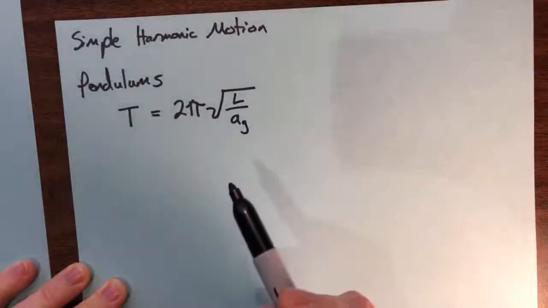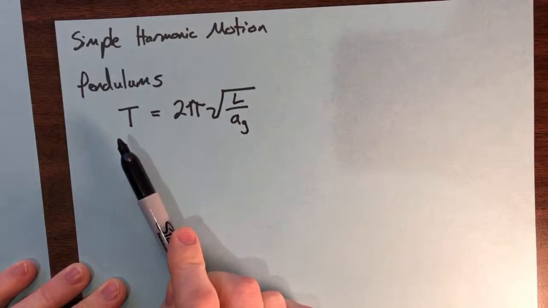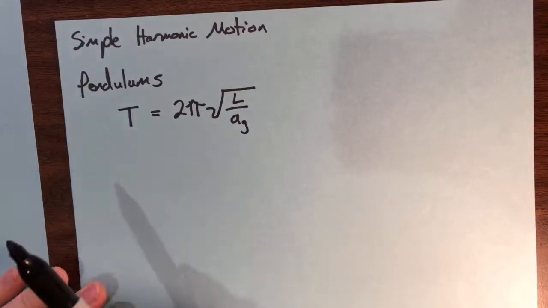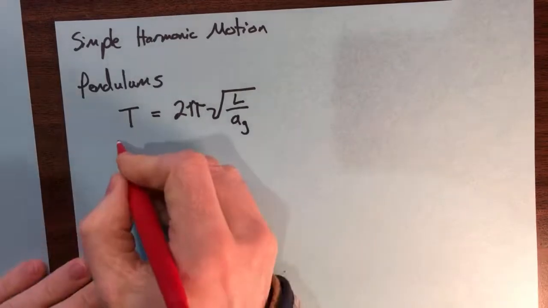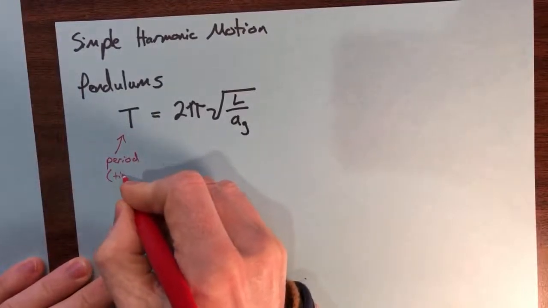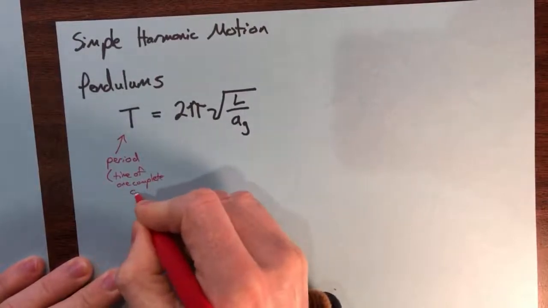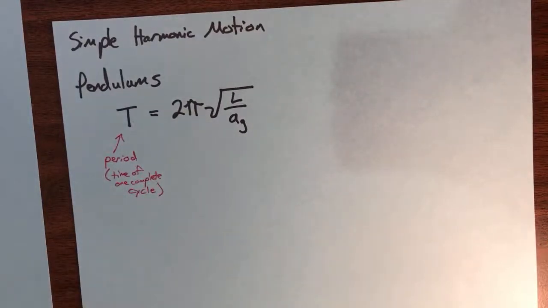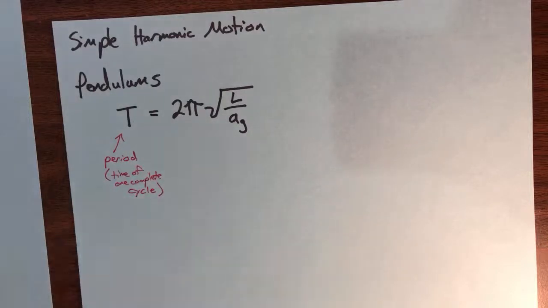And let's pause and think about, well, what is everything here? T, what is T? Well, it looks like it could be a time, and it is. So T is the time for one complete cycle, and that's known as the period. Okay, that's the time of one complete cycle. And soon we're going to be talking about the frequency. I don't think we're going to get to the frequency really today, but we said that the period is the inverse of the frequency, right?